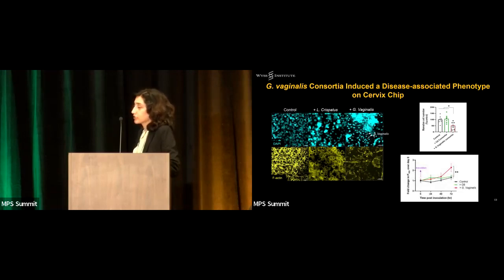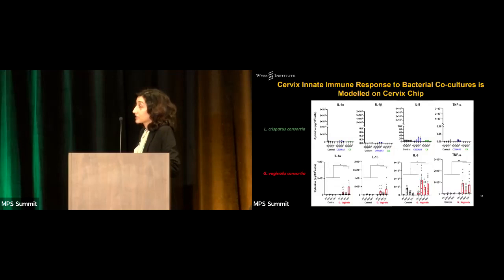And continuously monitoring the barrier function on the chip shows that with the presence of the G. vaginalis, at 72 hours, we see a significant compromise of the epithelial barrier on the cervix chip. The cytokine analysis also showed that the presence of L. crispatus consortia on the cervix chip minimally changes the cytokine levels, with some improvement in TNF-alpha. But with the presence of the G. vaginalis, we see again a huge increase in all the 4 studied cytokine levels on the cervix.